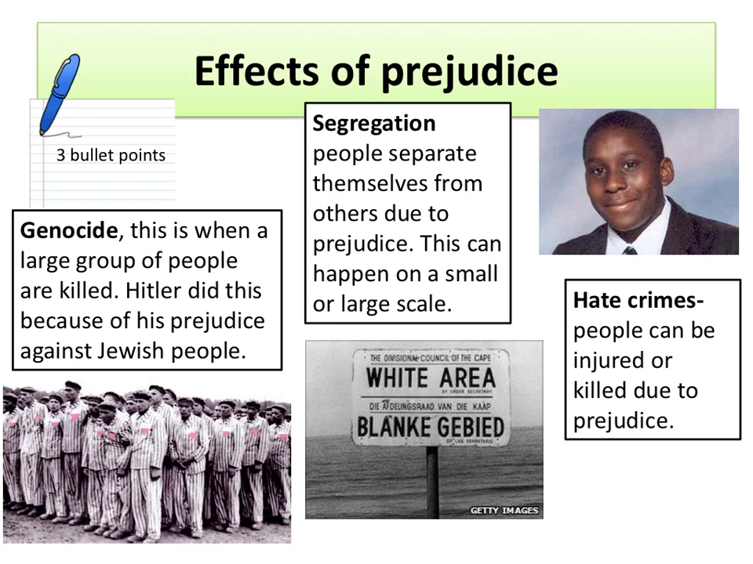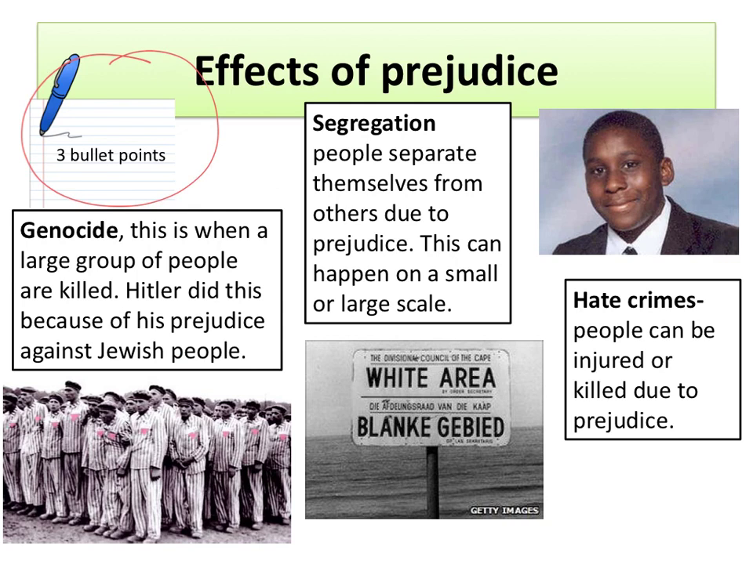Next, we need to talk about the effects of prejudice. As I go through these 3 main effects, I want you to write down a bullet point to explain what each one of them might be. When we talk about the effect of something, we're talking about what happens because of it. These are 3 really serious examples of what can happen if prejudice is left unchecked. The first of these is genocide. This is when a large group of people are killed.